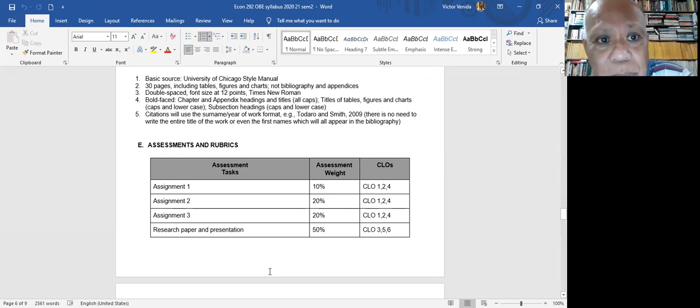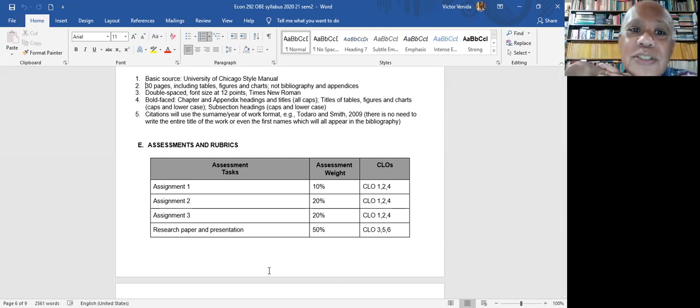Now, I said 30 pages. Actually, I'm willing to go up to 50 pages. So 30 minimum, 50 maximum. Okay, the main body includes tables, figures, and charts, but not bibliography and appendices. Okay, and it's double spaced, font size 12 points, Times New Roman. Some of you are still using Calibri when you make your assignments. Please get used to Times New Roman. Okay, font size 12 points.